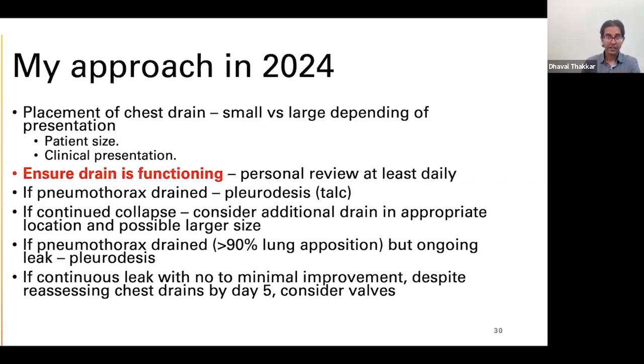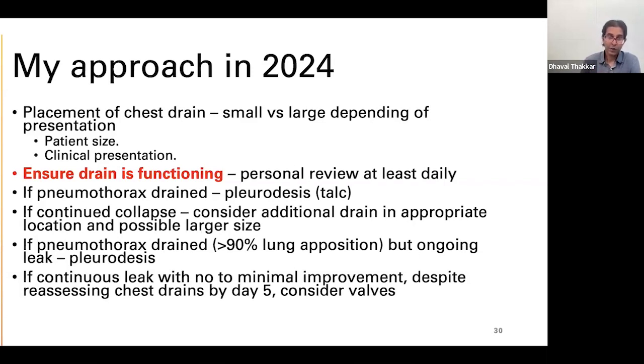So in the case of a pneumothorax, if the patient's pneumothorax is drained after your tube is placed, you can consider pleurodesing. I use talc, but the agent of choice, whatever is available, whatever you have experience with, I think is reasonable. If the patient, despite placing a chest tube, has a continued collapse, you may want to consider upsizing the drain or finding a different location for placing a secondary tube. And if the pneumothorax is drained, where I define lung apposition as greater than 90% on chest x-rays, but there's ongoing air leak, you can consider pleurodesis using the technique I showed with the IV poles.